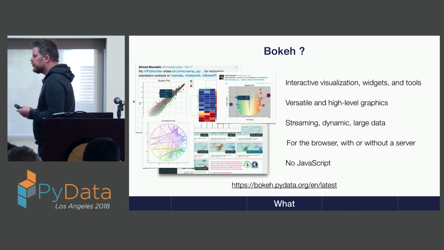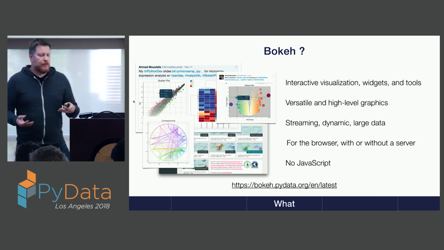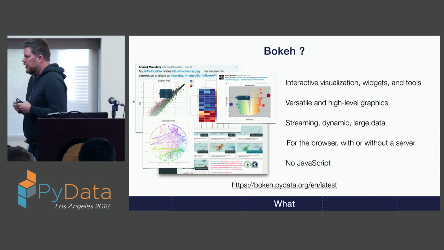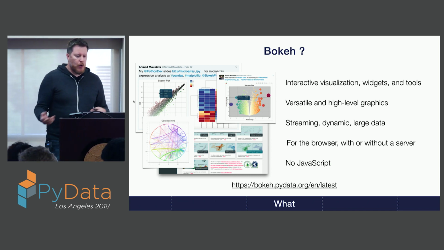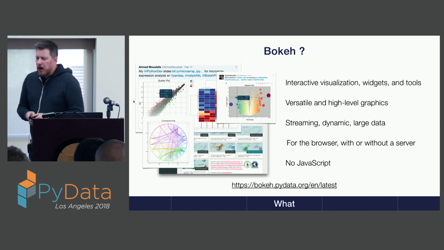We also want to be able to handle streaming data, sort of large data, any kind of dynamic updating data. If you've got data coming in over some AJAX REST API, or you've got data that you're streaming in from some market source or some sensor, we want to be able to handle cases like that as well. So Bokeh has facilities for that.